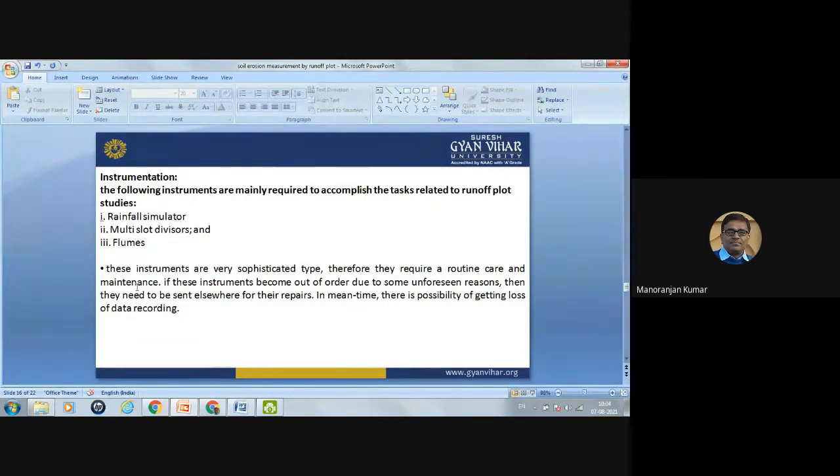If these instruments become out of order due to some unforeseen reason, then they need to be sent elsewhere for their repair. In the meantime, there is possibility of losing data recording. So that's why you have to care for and maintain these types of instruments. If it is not functioning, then you have to send it to other places, and during that interval you will not be able to get the data.